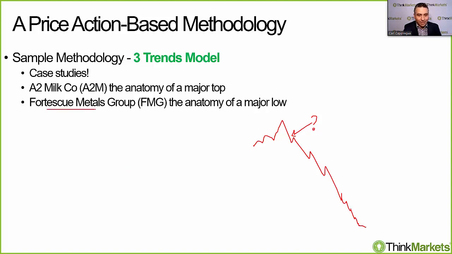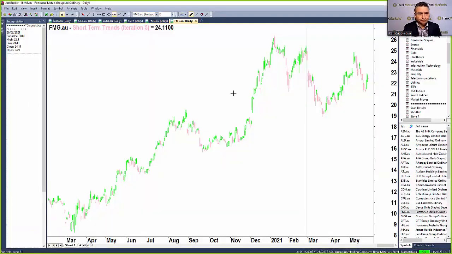And maybe we'll have a look at the anatomy of a major low where we've got Fortescue Metals Group, which is one of the better performing stocks on the ASX over the last sort of 12, 18 months, and see, obviously we had COVID and it was coming down, where we could have spotted it to get in. Okay, so that's the idea. We're going to go to the real charts now and do some drawing.